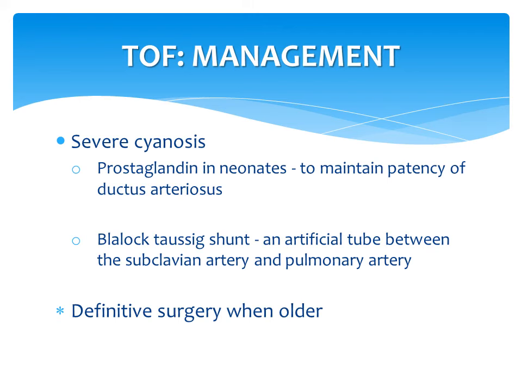Infants who have severe cyanosis need intervention to increase the pulmonary blood flow. Firstly, prostaglandin is given to maintain the patency of the ductus arteriosus. This is a temporary measure during the neonatal period. The Blalock-Taussig shunt is done later. This is the placement of an artificial tube between the subclavian artery and one of the main branches of the pulmonary artery, which serves to increase the pulmonary blood flow. Definitive surgery is generally done when the patients are older.